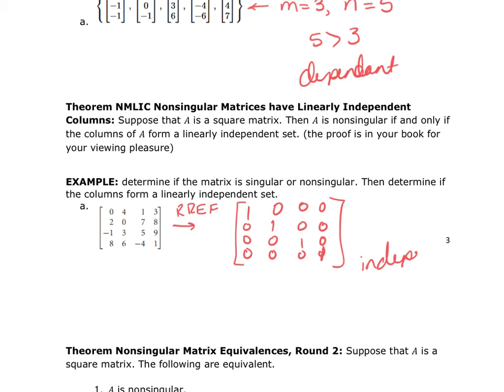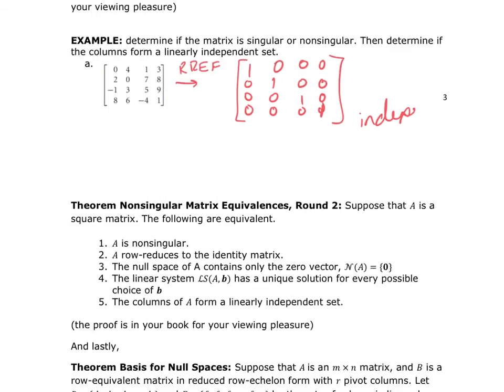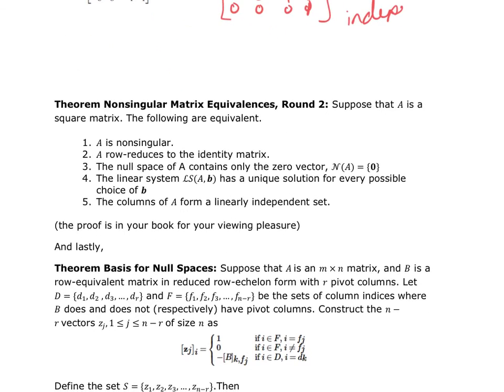So we know that this is independent. That theorem says if I have a square matrix that is non-singular, in other words, I can row reduce it into the identity matrix, then I know I have a set of vectors that are linearly independent. Now let's take a look at the theorem of non-singular matrix equivalences, round 2. This kind of sums up everything we need.